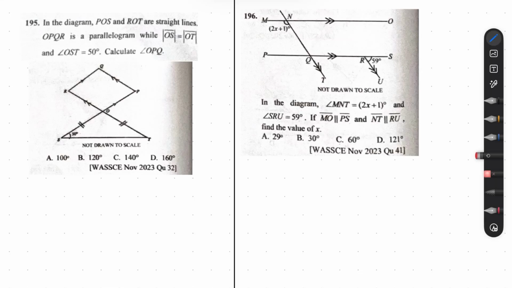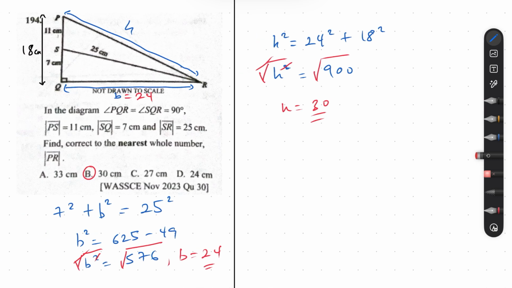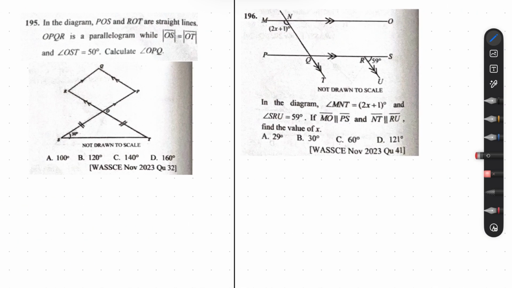In the previous session, we ended on question number 194. Cool. So in this session, we start with question number 195. All right. The question says, in the diagram, POS and ROT are straight lines.